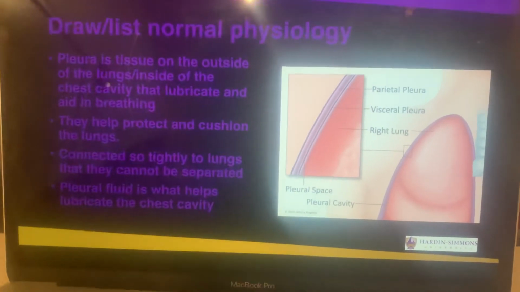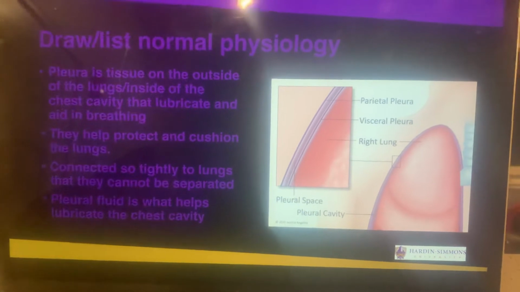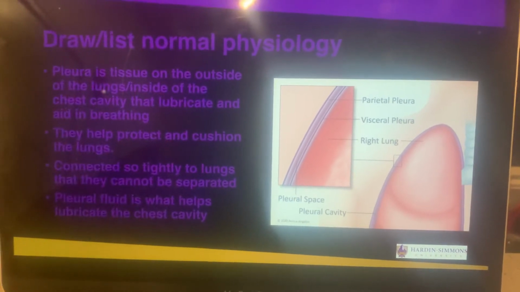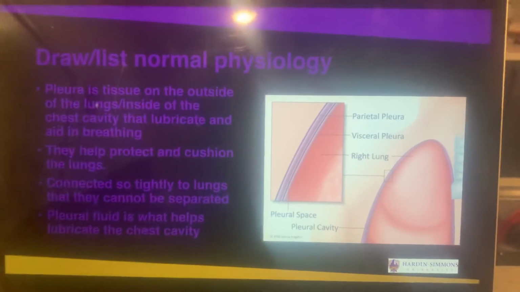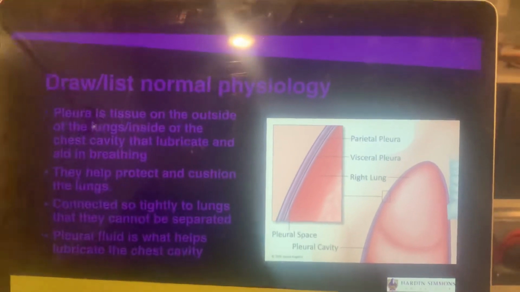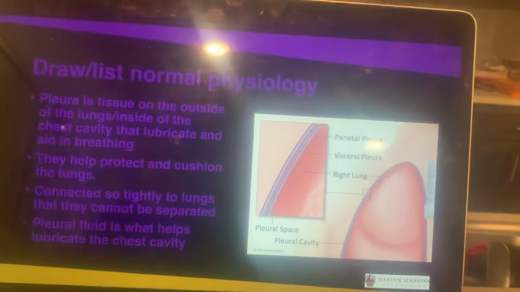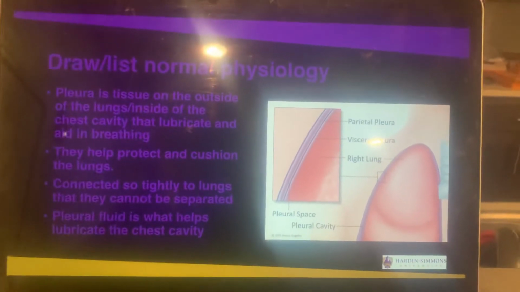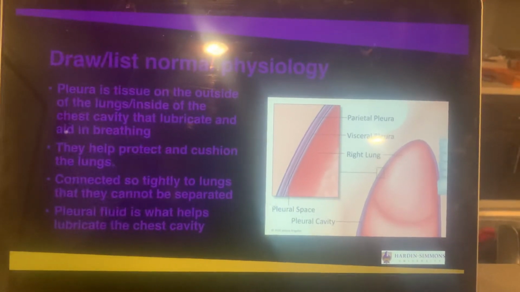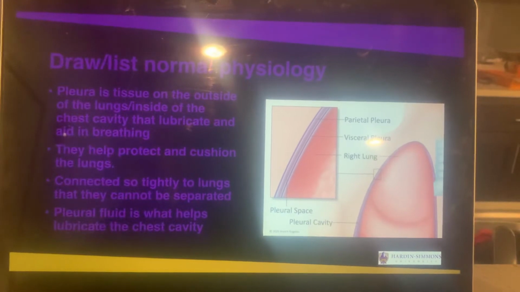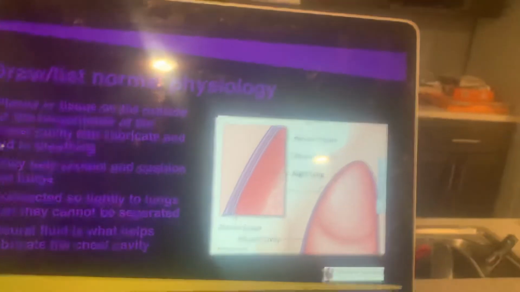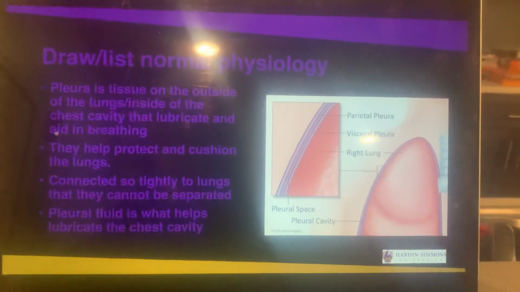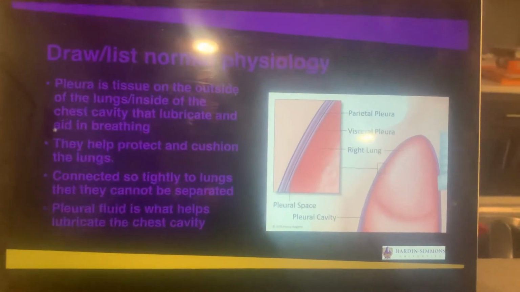Normal physiology. Pleura is tissue on the outside of the lungs and the inside of the chest cavity that lubricates and aids in breathing. They protect and cushion the lungs. They are connected so tightly to the lungs that they cannot be separated, and what helps it lubricate the chest cavity is the pleural fluid that it produces.